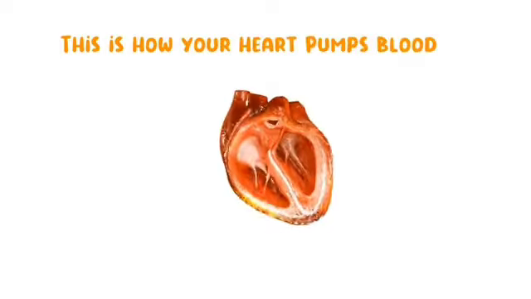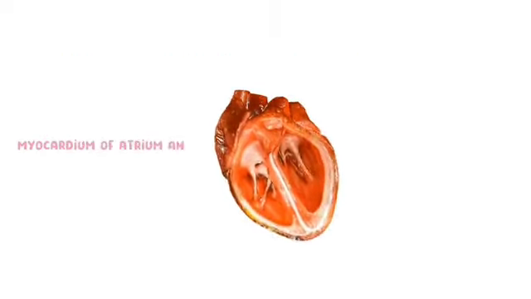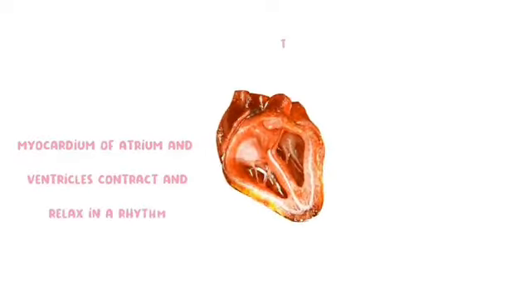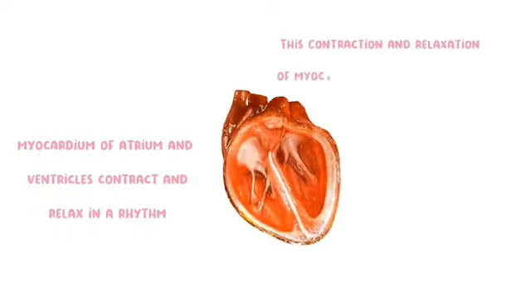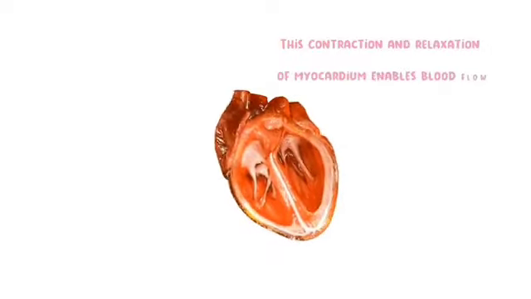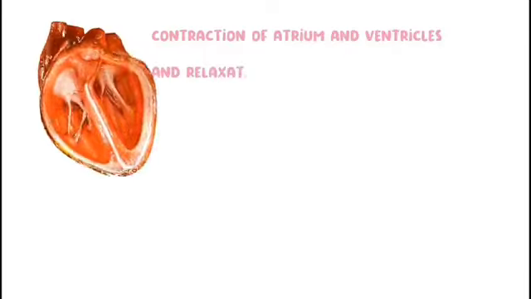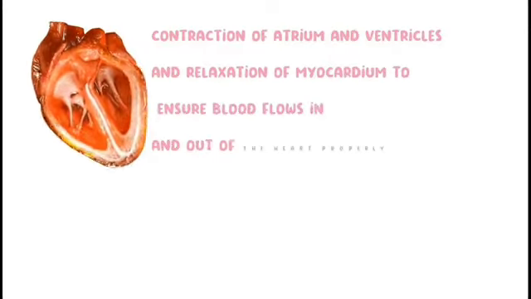In the 3D model of the heart, we can see the myocardial contraction and relaxation in action. This contraction of the atrium and ventricles enables the blood flow in the heart and out of the heart. As you can see, when the atrium contracts, the atrioventricular valve opens, and when the ventricles contract, the semilunar valves open. This contraction and relaxation of the atrium and ventricles enables the blood flow within the heart and out of the heart, and this process is known as the cardiac cycle.